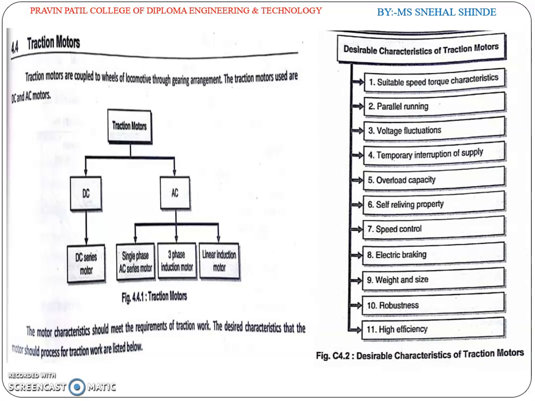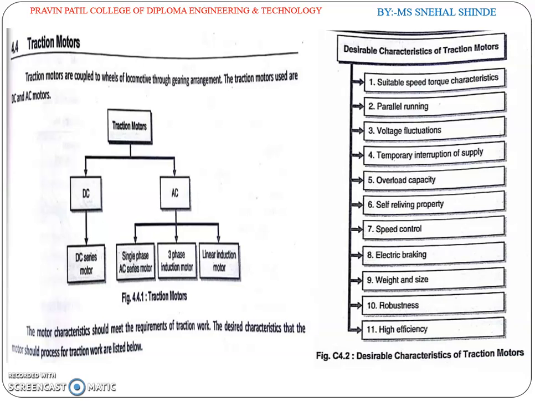Next topic is the traction motors. Traction motors are coupled to the wheels of the locomotive through gearing arrangement. The traction motors use DC and AC motors. In DC, the DC series motor, and in AC, the single phase AC series motor, three phase induction motor, and the linear induction motor. So these are the classification of the traction motor according to the AC and DC supply.